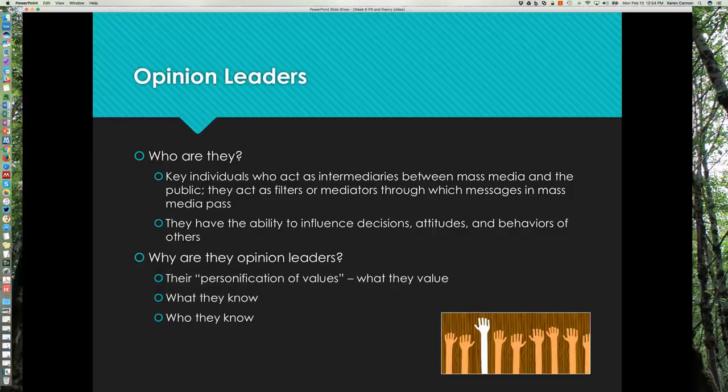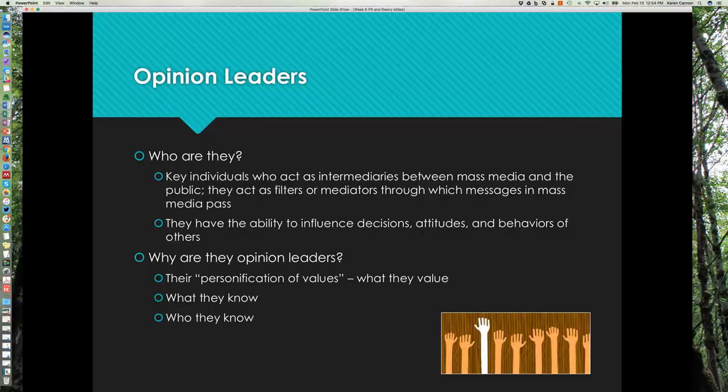Why are these people opinion leaders? They essentially personify the value of civic life. So they believe that voting is important, and therefore, if they speak about something that is related to voting specifically, you're more likely to listen to them. So opinion leaders are opinion leaders because of what they know, the information they know, and who they know.